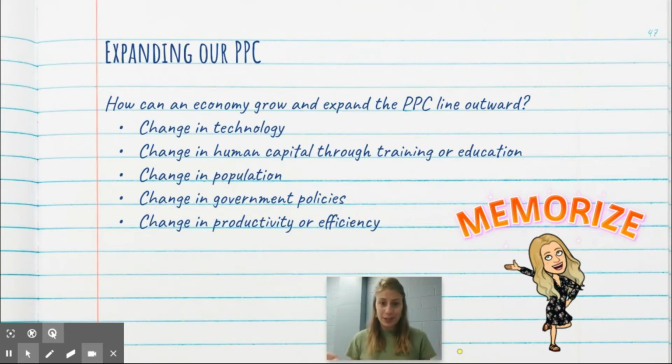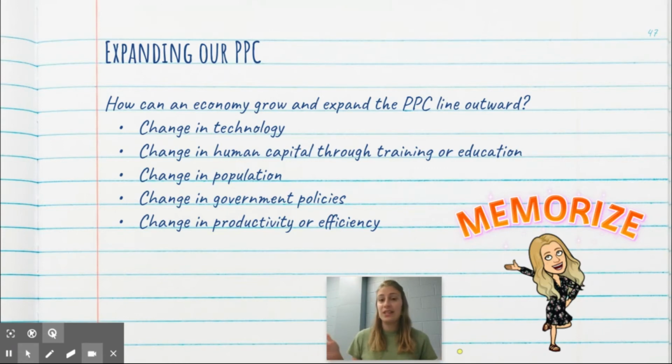People are learning more, right? Remember, human capital are those who are doing the work to help the economy. So if our human capital is going through more extensive training, is gaining more extensive education, we're able to make more stuff, right? Because we have a higher education, we can make more complicated things, and we can make the economy grow. We need a change in population.